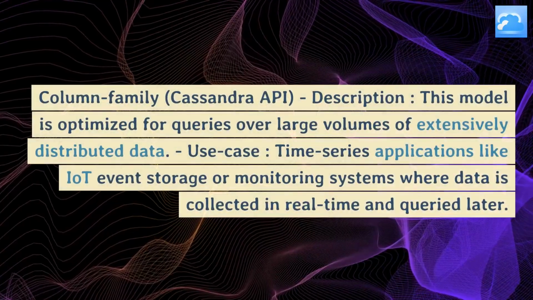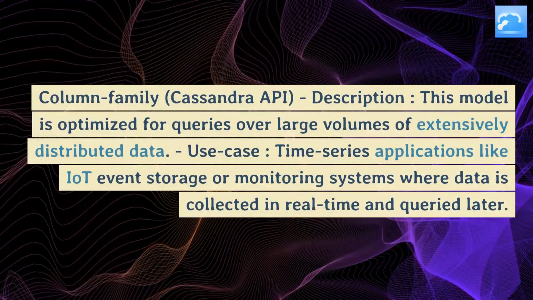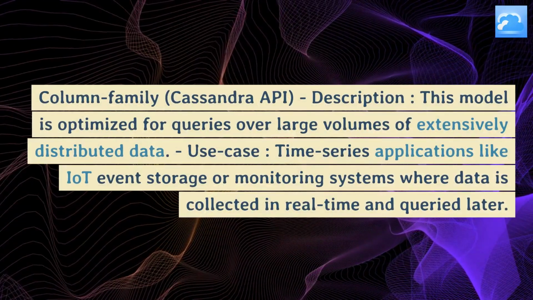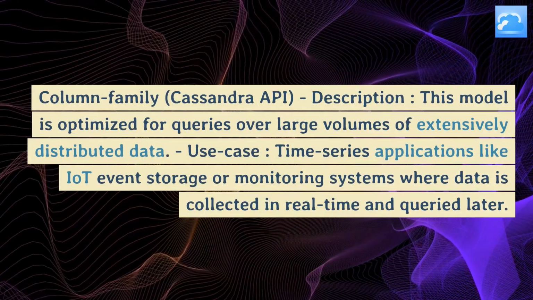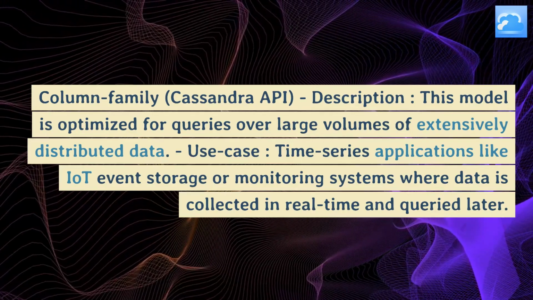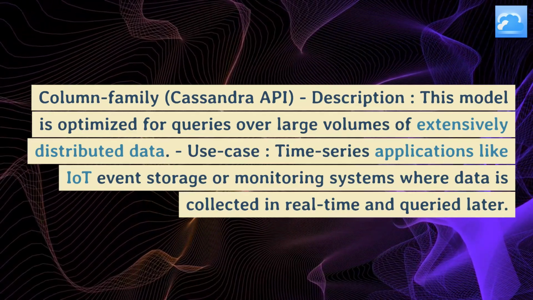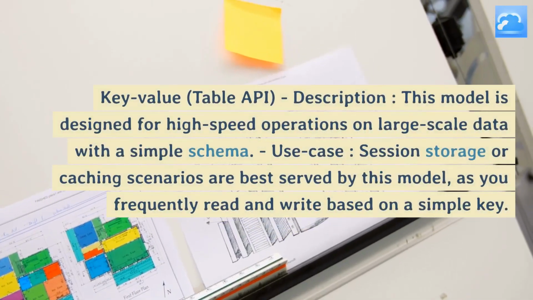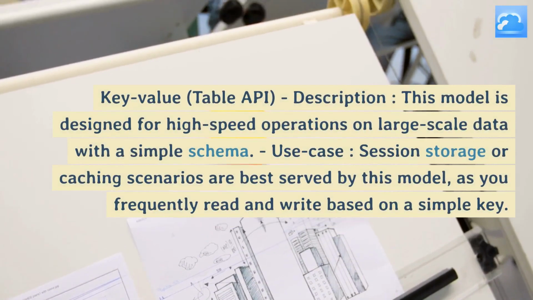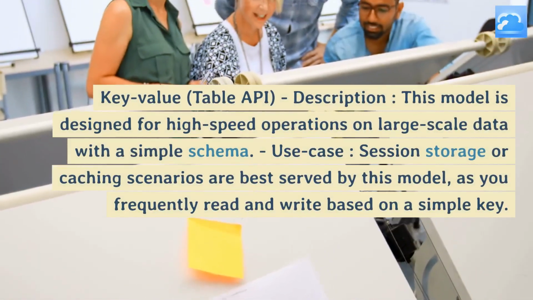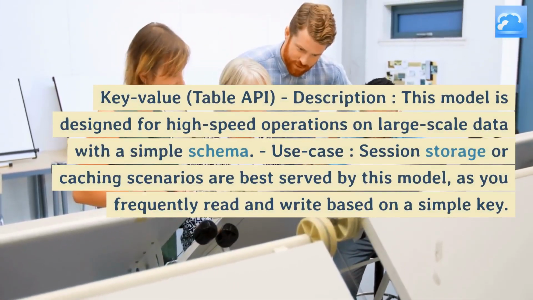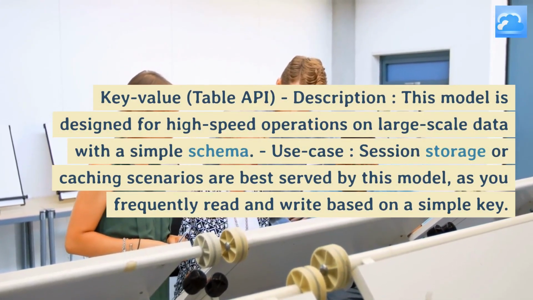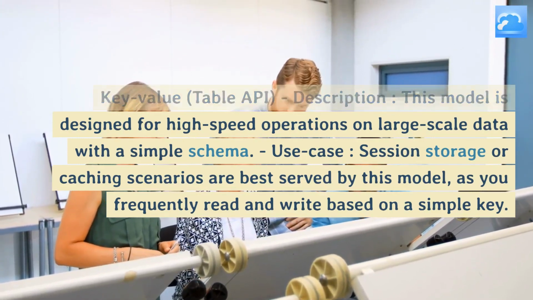Column family, Cassandra API. Description. This model is optimized for queries over large volumes of extensively distributed data. Use case. Time series applications like IoT event storage or monitoring systems where data is collected in real time and queried later. Key value, Table API. Description. This model is designed for high-speed operations on large-scale data with a simple schema. Use case. Session storage or caching scenarios are best served by this model, as you frequently read and write based on a simple key.